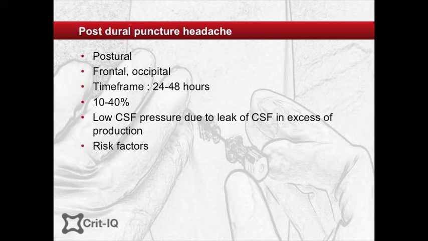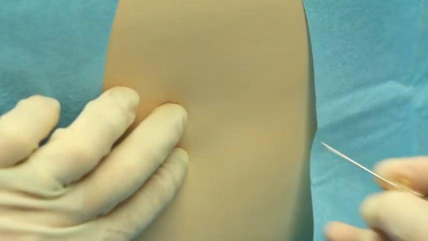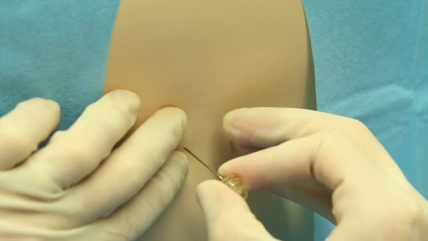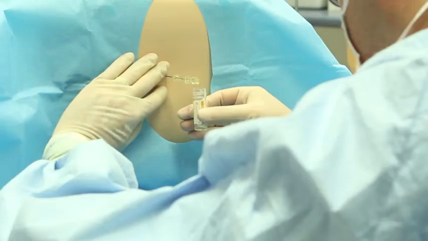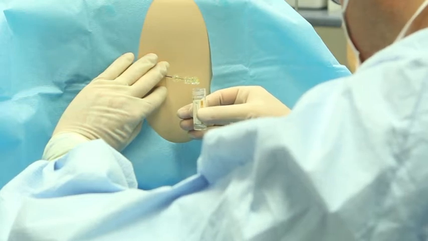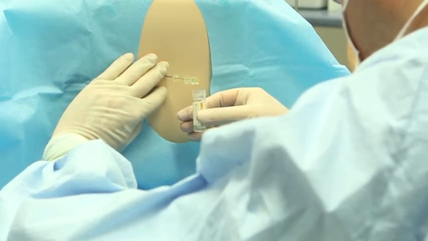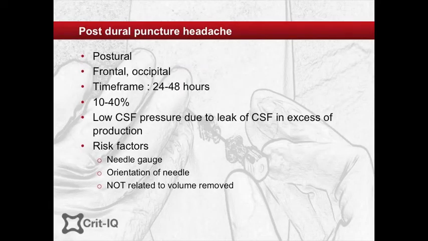Risk factors for this include a larger needle gauge and the orientation of a needle. As a larger needle gauge is required for diagnostic purposes, as previously discussed, the risk of post-dural puncture headache is potentially higher in ICU than in anaesthetic practice. Inserting the needle with the bevel held in the sagittal plane may reduce the risk, as may the use of specially designed Quincke needles. Interestingly, post-dural puncture headache is not related to the CSF volume removed at the time of the procedure.